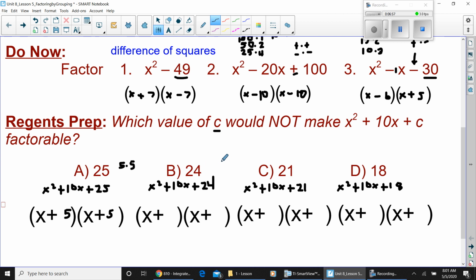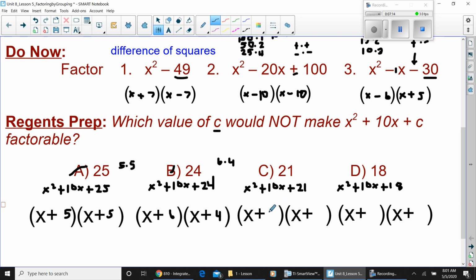Two factors that multiply to 24 and add to 10 are 6 and 4. So 6 plus 4 equals 10. 6 times 4 equals 24. That works. This is out. This is out. Those are factorable.